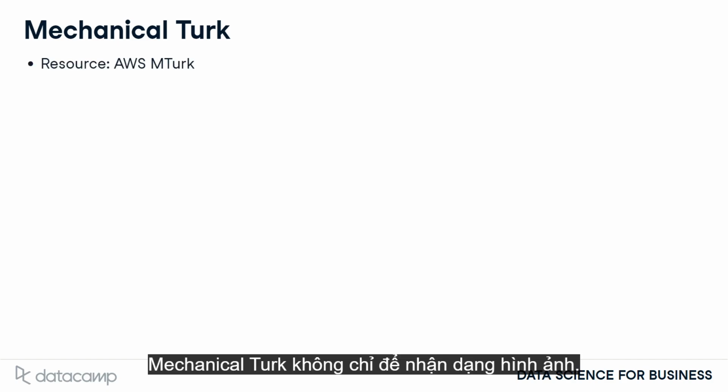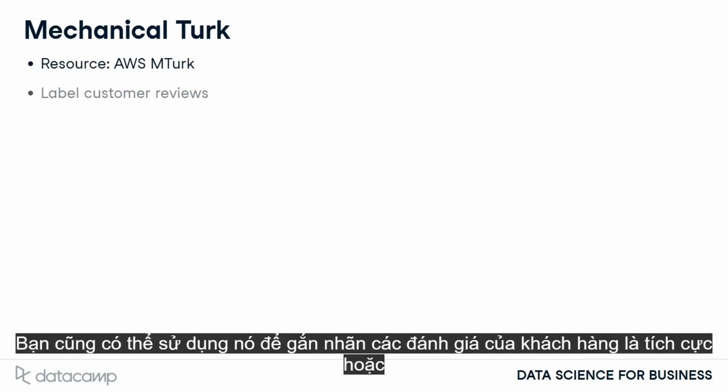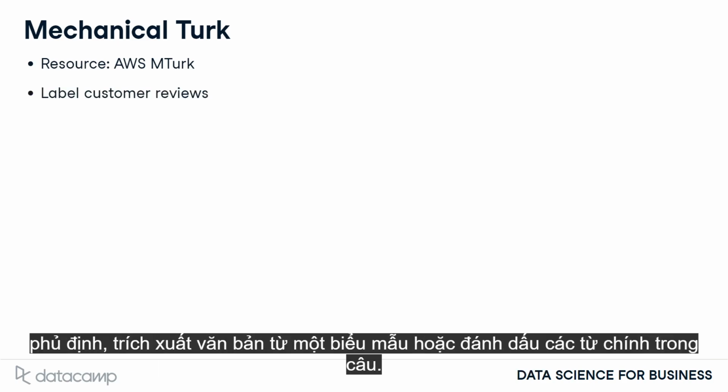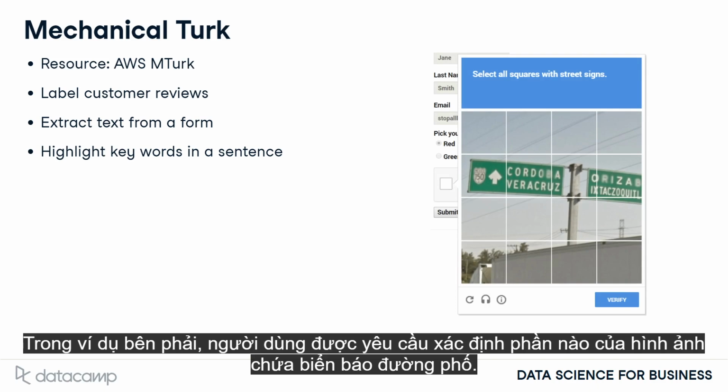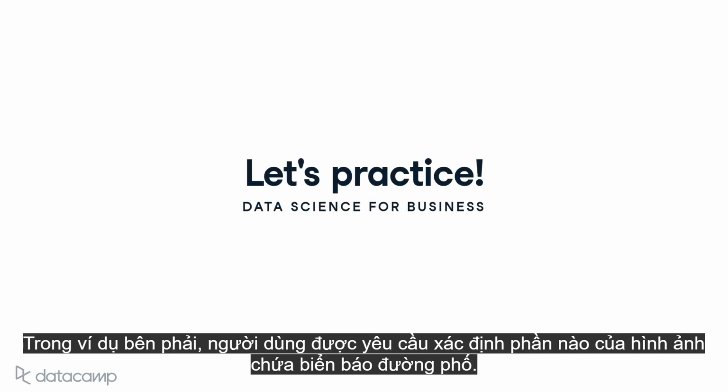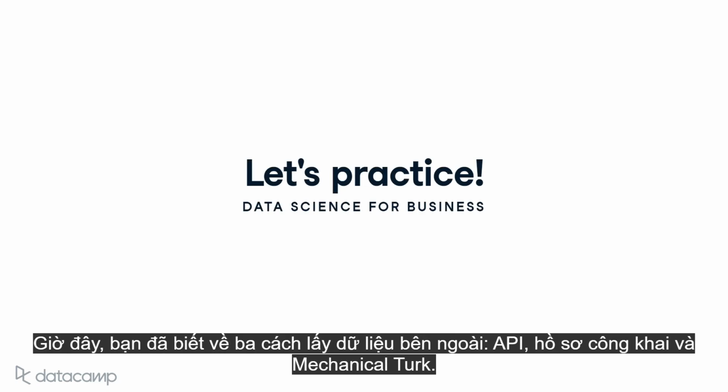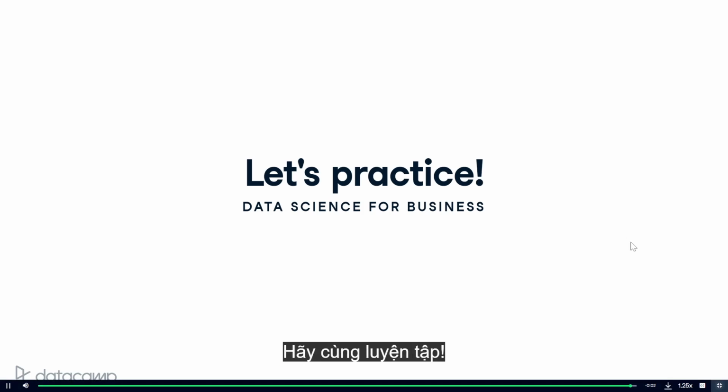Mechanical Turk isn't just for image recognition. You can also use it to label customer reviews as positive or negative, extract text from a form, or highlight keywords in a sentence. In the example on the right, users are asked to identify which sections of the image contain a street sign. You now know about 3 ways of getting external data: APIs, public records, and Mechanical Turk. Let's practice.